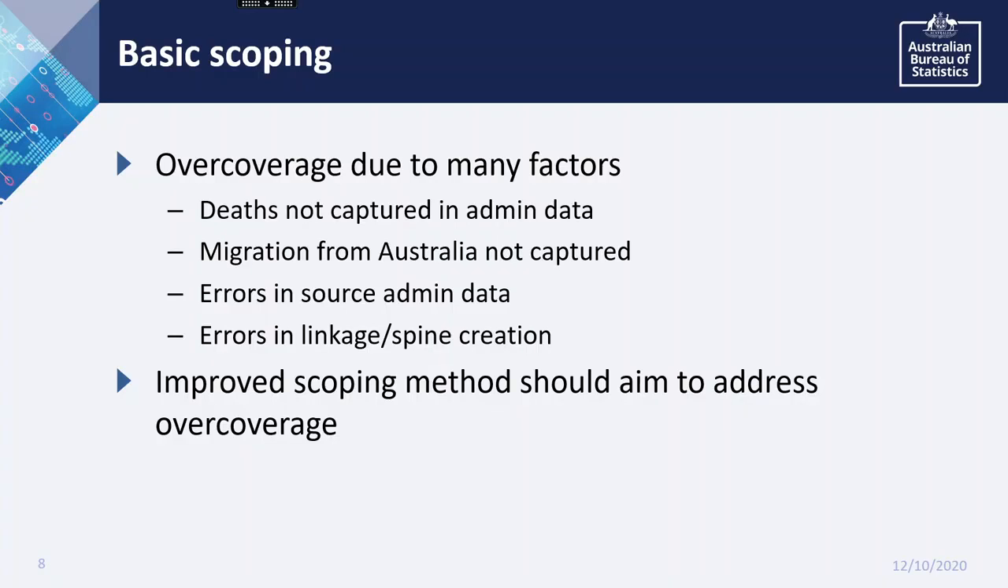And a flow on from that, we could also have errors in our linkage or how we've created our spine. So a lack of information might mean that we aren't able to link two records together. So ideally, for an improved scoping approach, we would want some sort of method that can address some of these issues that we believe we're seeing.